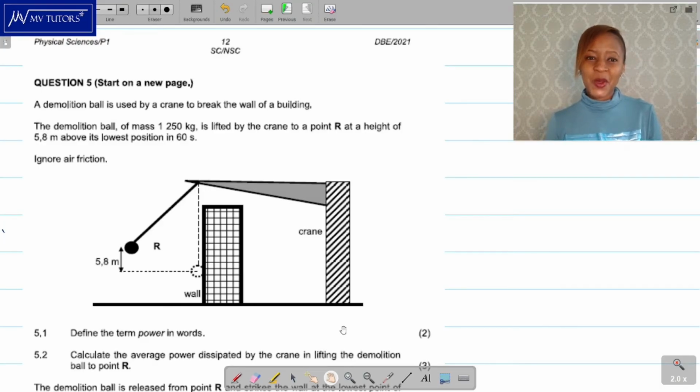So we are going over to question 5. We're still doing the paper 1, physics, written in June this year. Let us read what it says. A demolition ball is used by a crane to break the wall of a building.